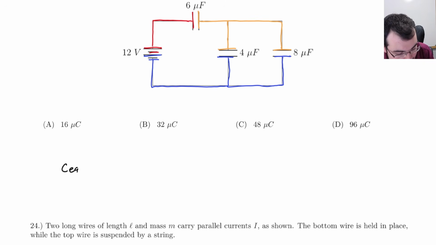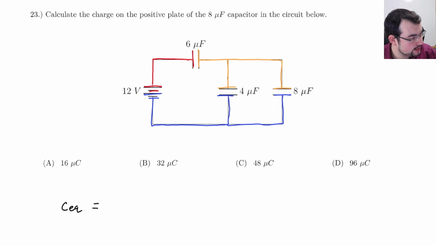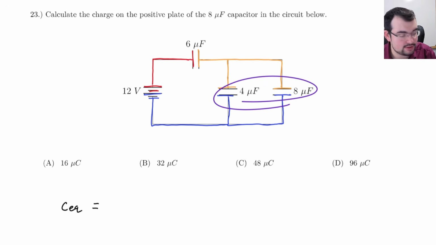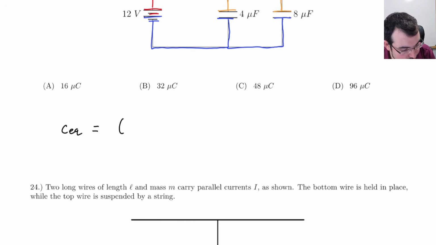So the equivalent capacitance would be, well, this is a series combination. And 4 and 8 in parallel, remember it's opposite the resistor rules, so these add. So my equivalent capacitance would be 1 over 6 plus 1 over 4 plus 8, which is 12, to the negative 1. And this would be 4 microfarads.